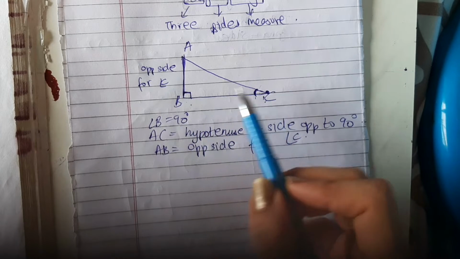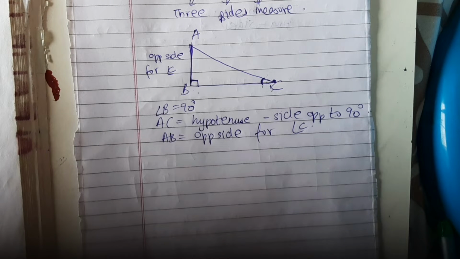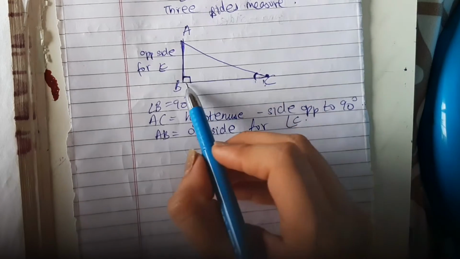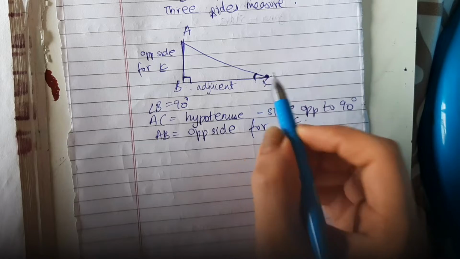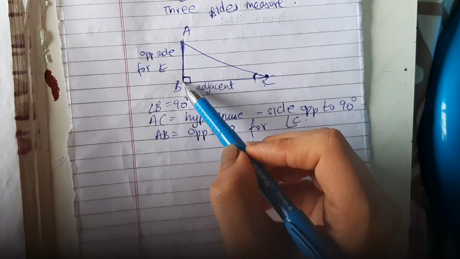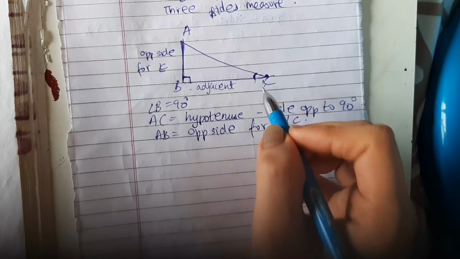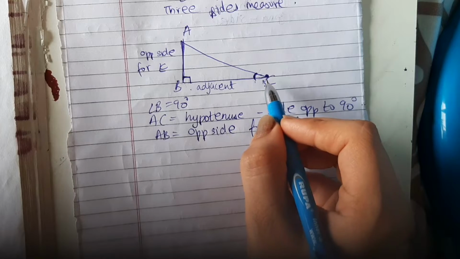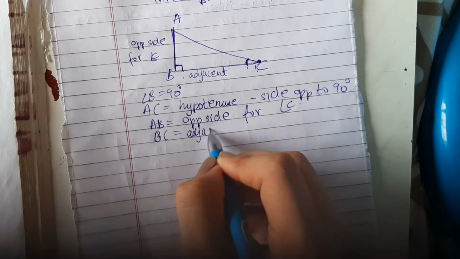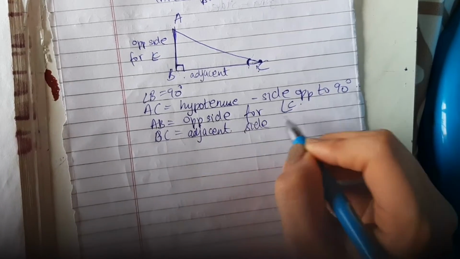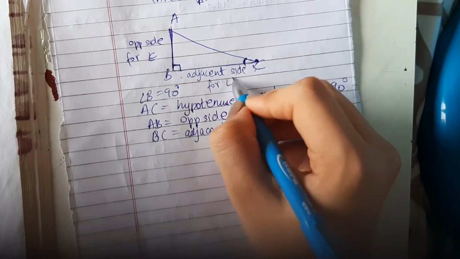So what is BC? BC is the side next to C. The side next to it is known as the adjacent side. So BC is the adjacent side because C is a point in BC. AB can't be the adjacent side because AB does not contain C. So adjacent side means one of the vertices should be the point itself. So BC is the adjacent side for the angle C.